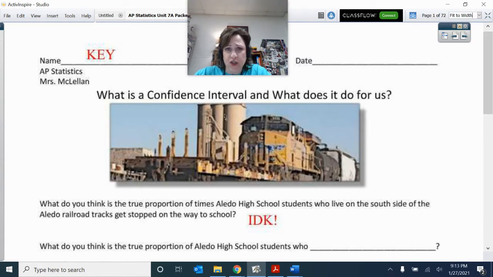So let's talk about this. What is a confidence interval? That's where we're going to start. And what's its purpose? What does it do for us? So here is a picture of the train in downtown metropolis of Aledo. There's the silos behind it.